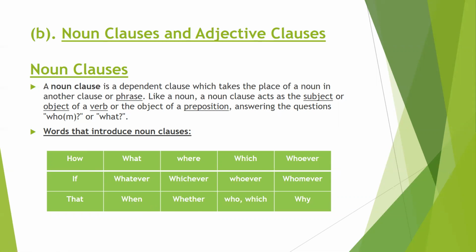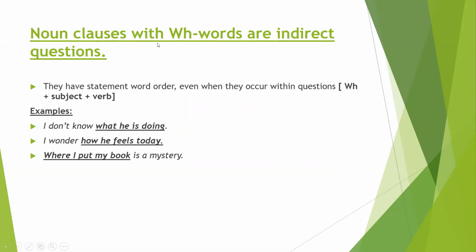Noun clauses with WH words are indirect questions. They have statement verb order even when they occur within questions. WH plus subject plus verb. For example, I don't know what he is doing. I wonder how he feels today. Where I put my book is a mystery.